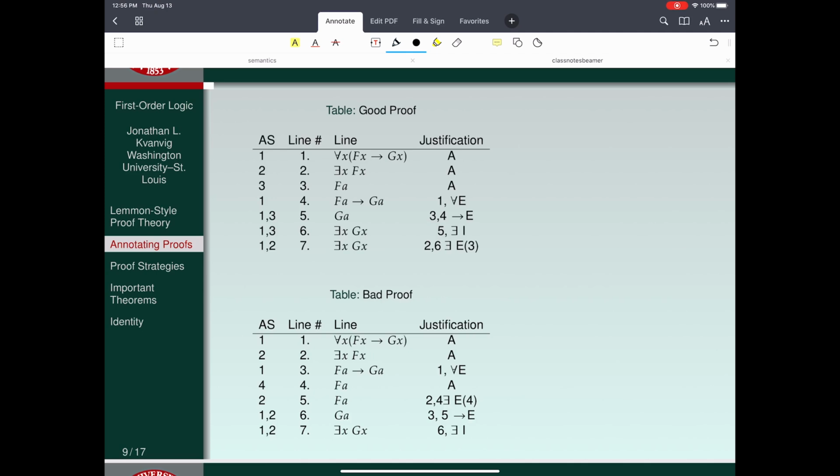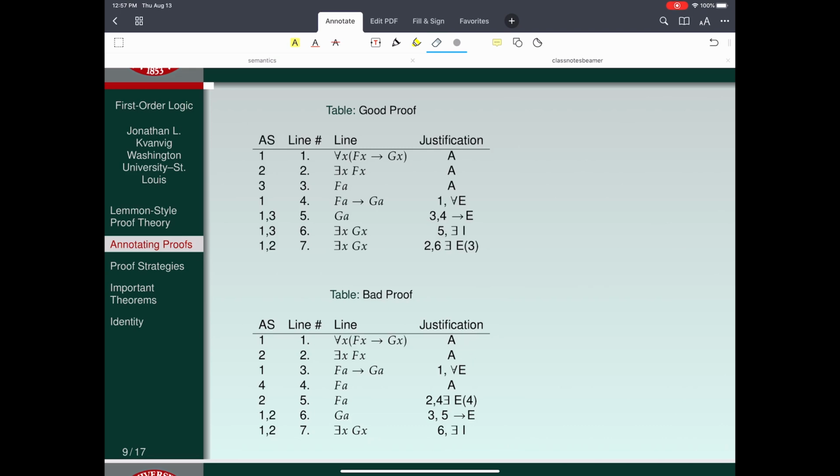Here are two proofs of the same problem. The problem is this. You're given lines 1 and 2, and you're supposed to prove the last line of the proof. Notice, each of these proofs are 7 steps long. One of them is labeled good proof, and the other one's labeled bad proof.